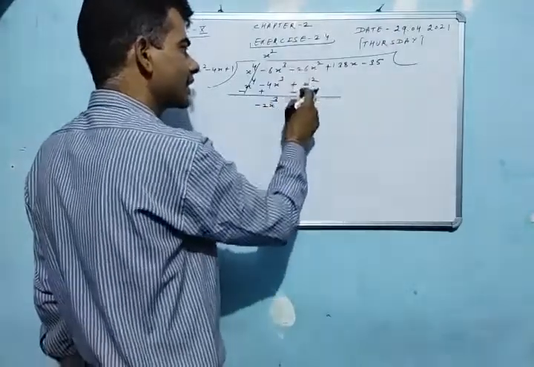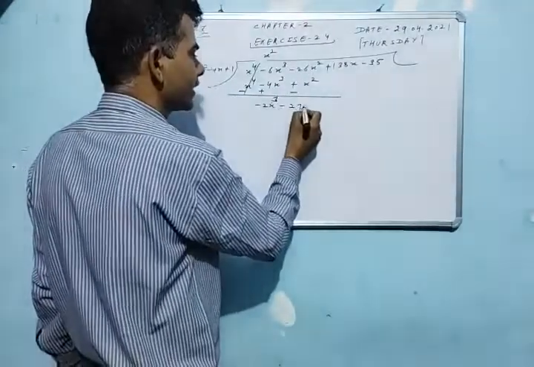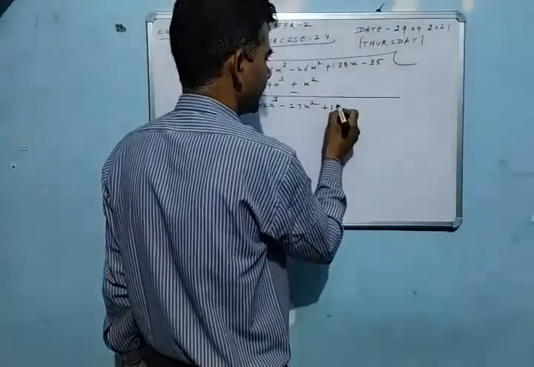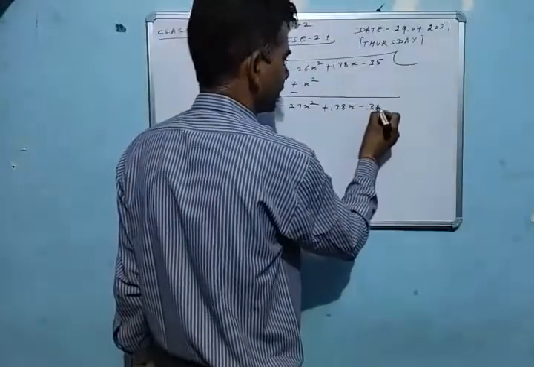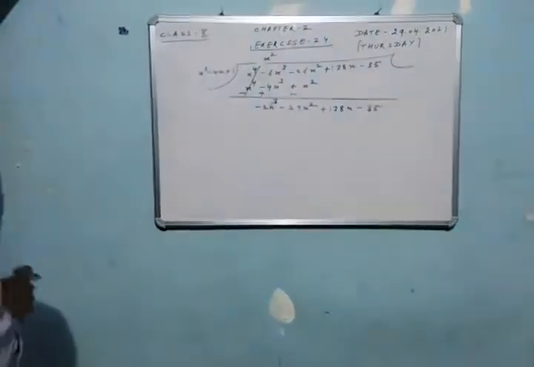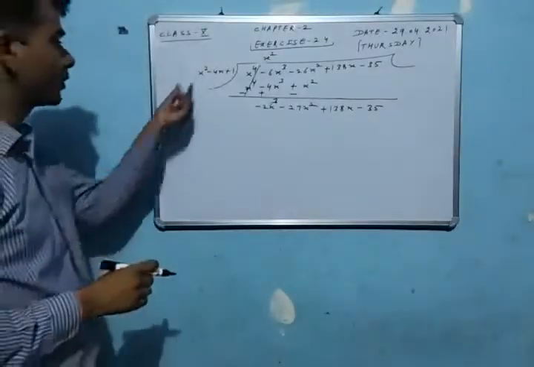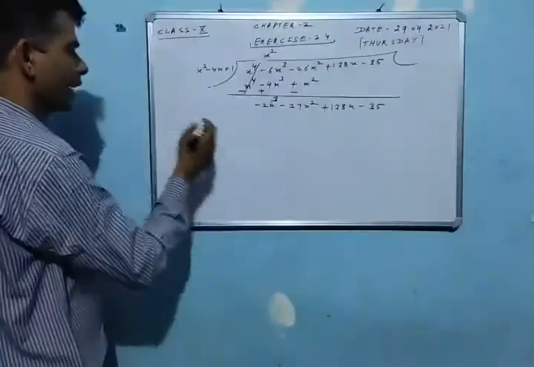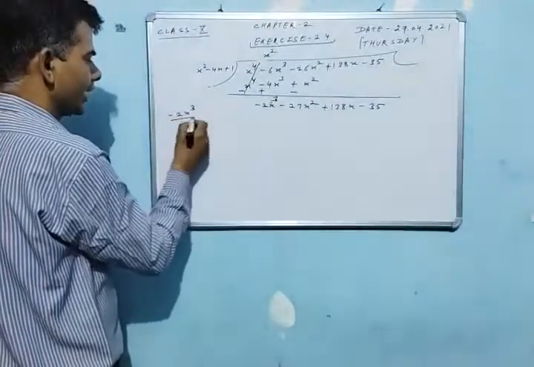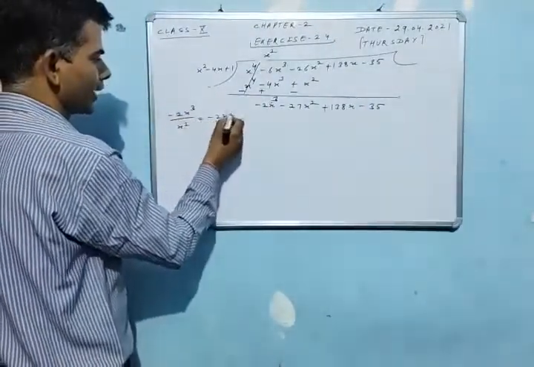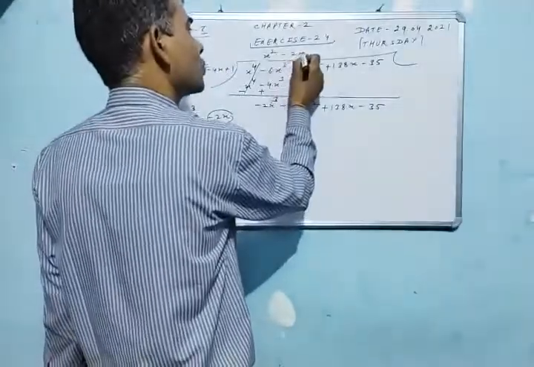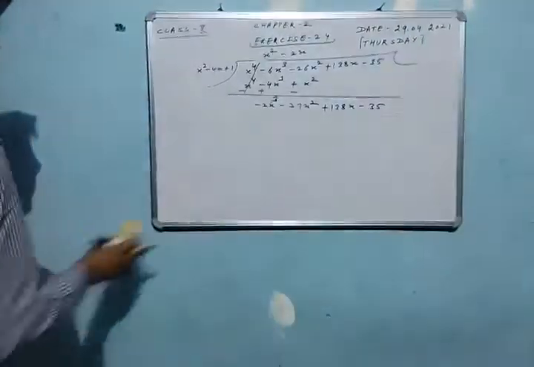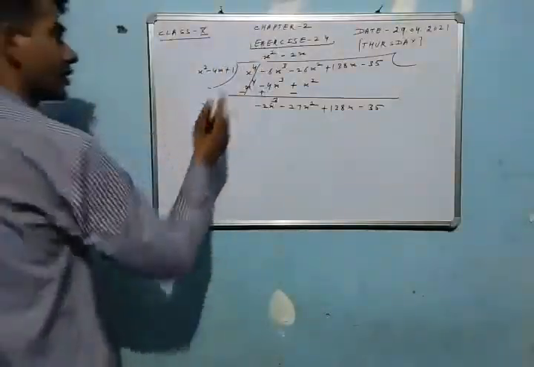Students, minus 26 minus 1, that is minus 27x square plus 138x minus 35. Now students, by this number x square is multiplied, result will be minus 2x cube. Minus 2x cube divided by x square, result will be minus 2x. Minus 2x. Now students, x square minus 4x plus 1 multiplied with minus 2x.